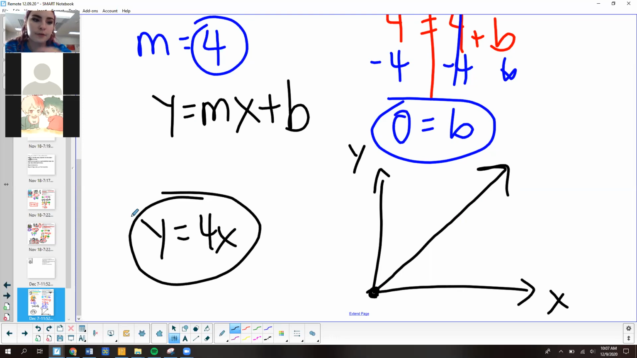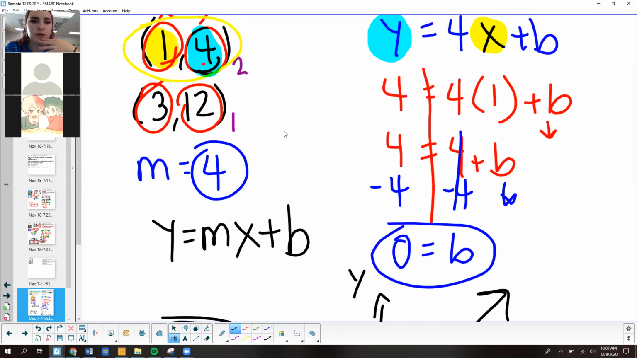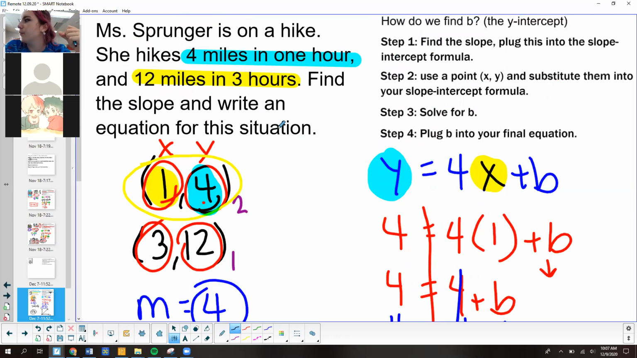And what this means is for every hour, I hike 4 miles. So in 1 hour, I hike 4 miles. 2 hours, I hike 8 miles, that type of thing. So I just want you guys to start making these connections.